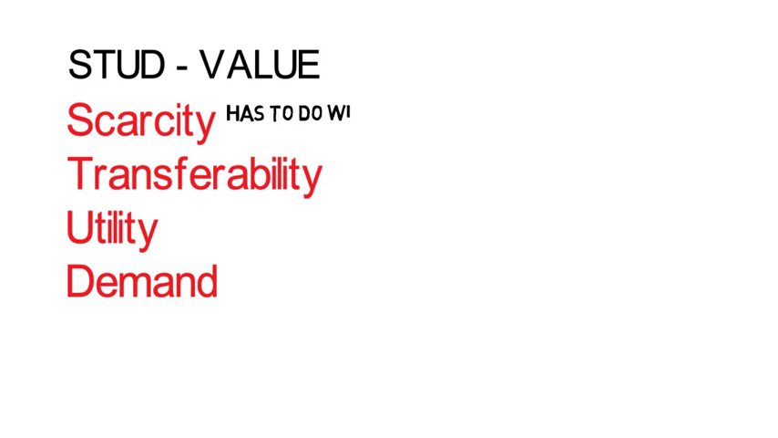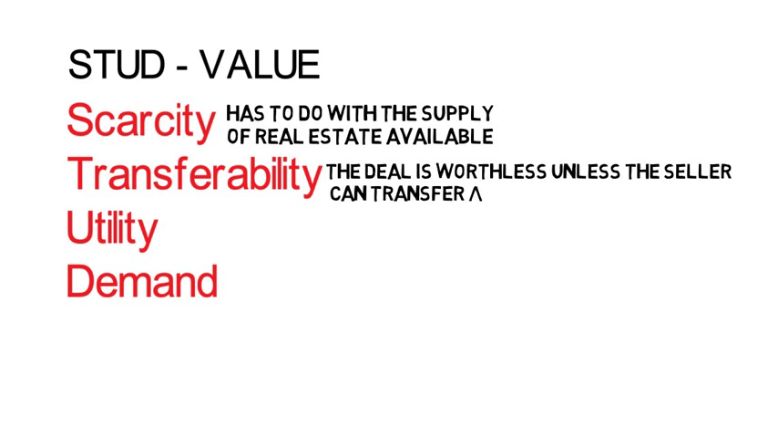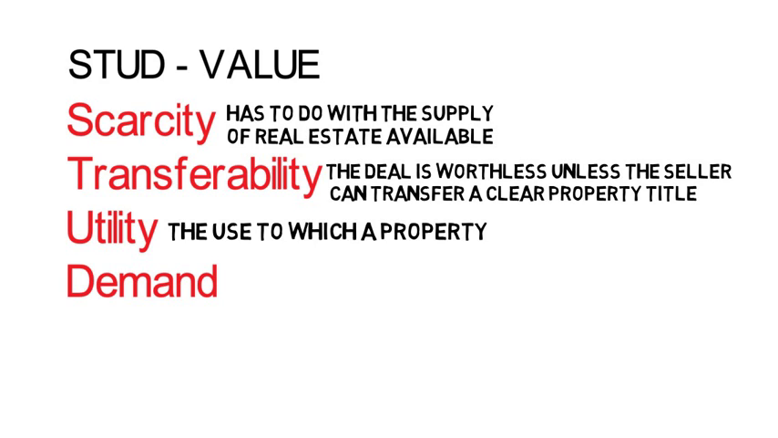Scarcity has to do with the supply of real estate available. The scarcer the supply of real estate available, the more valuable the property is. Transferability: the deal is worthless unless the seller can transfer a clear property title to the buyer. Utility is the use to which the property can be put. The more uses the property can be put to, the more valuable it is.